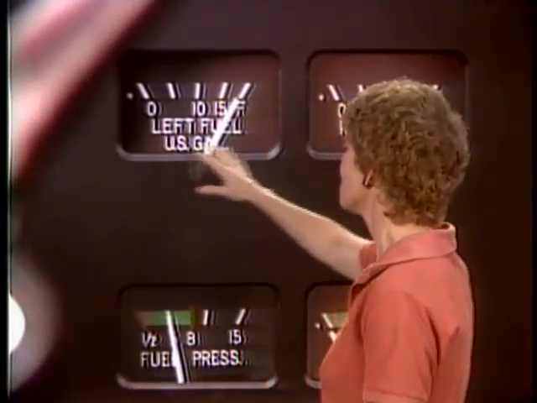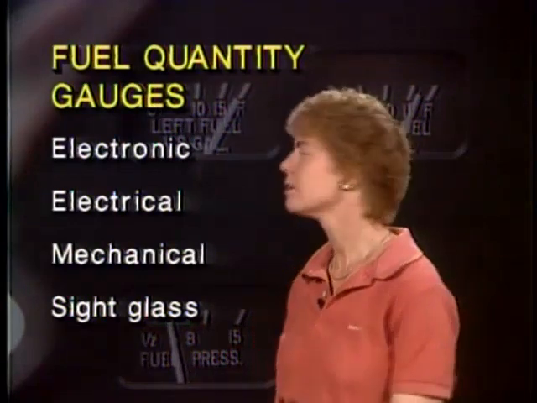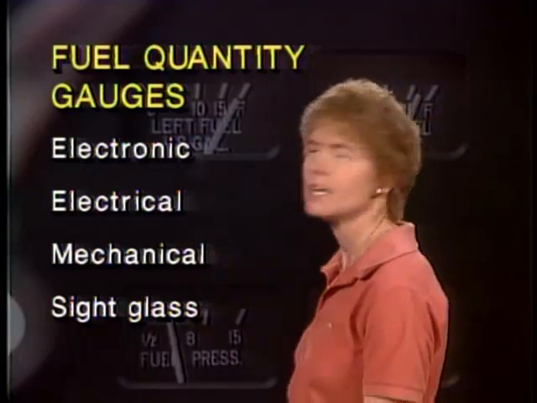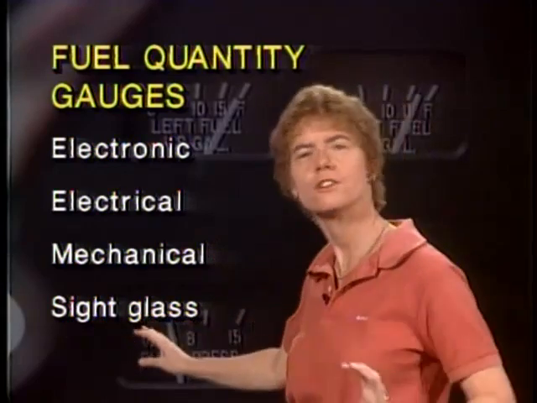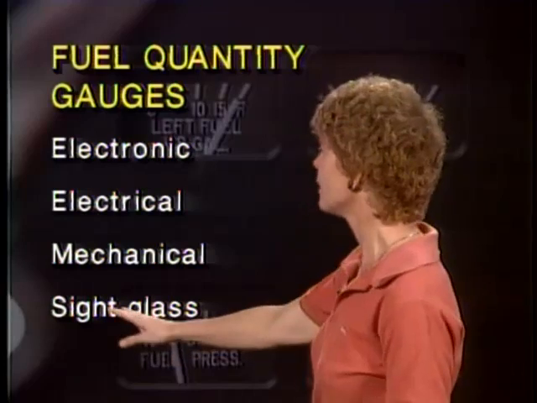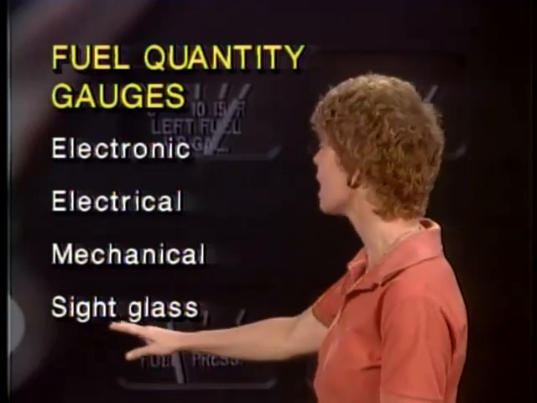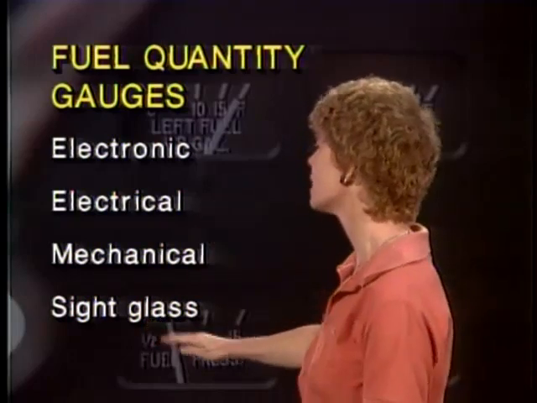They figure out how much fuel there is in the aircraft. There are 4 basic types of fuel quantity gauges. There are electronic types, and we're going to talk about all of these. There are electrical gauges, there are mechanical gauges, and there are sight glasses. Sight glass is pretty obvious. There's just a glass coming up. The old Yankees had it and a lot of other aircraft, where you can actually see how much fuel there is up through the sight glass.